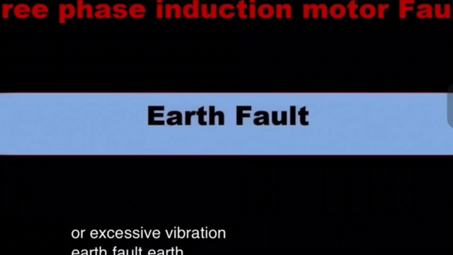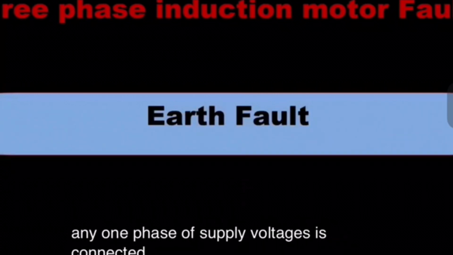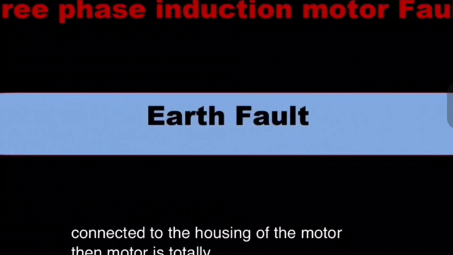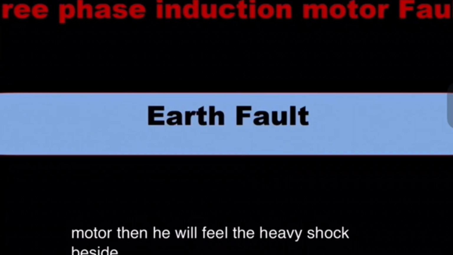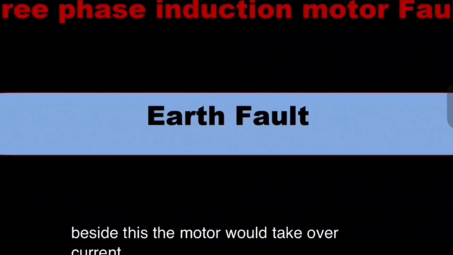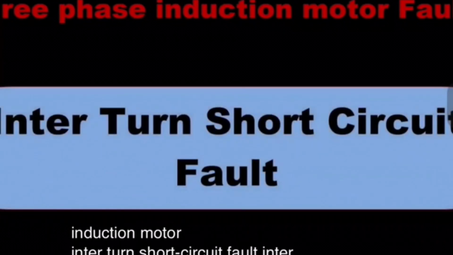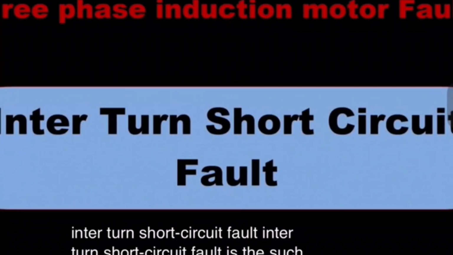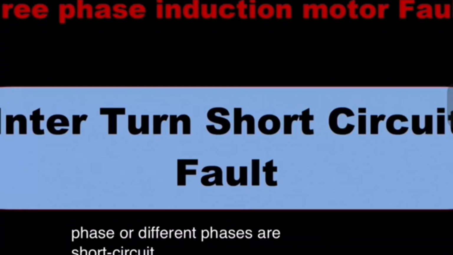Earth fault. Earth fault occurs when any one phase of supply voltages is connected to the housing of the motor, then the motor is totally shorted. In this condition, when anyone touches this motor, then he will feel a heavy shock. Besides this, the motor would take over current that could be dangerous for the induction motor. Inter-turn short circuit fault. Inter-turn short circuit fault is the type of fault when 2 turns of the same phase or different phases are short circuited.